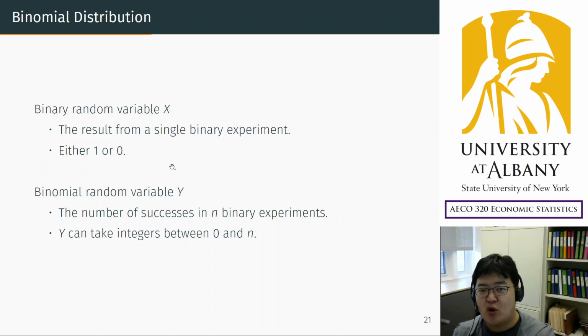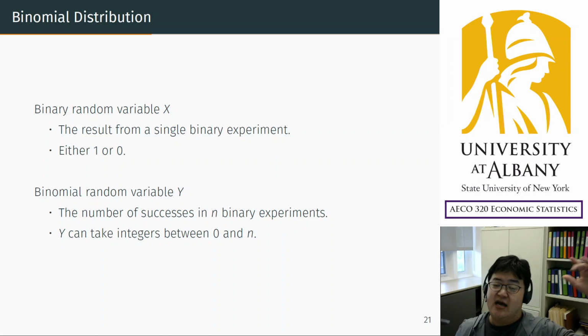Like one question, you are randomizing in one question, but the binomial random variable, which I'm going to denote as y, is the number of successes in a number of binary experiments. So it's not a single binary case. So multiple binary experiments are repeated. For example, flipping multiple coins, or in your homework, you are doing 10 questions, not just a single question.